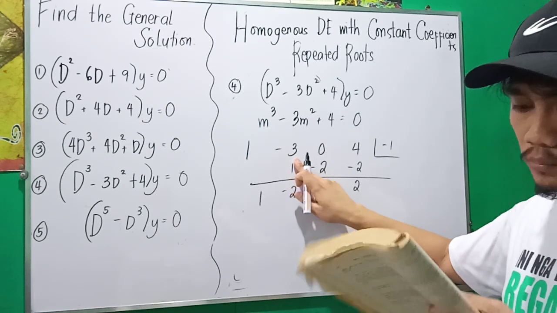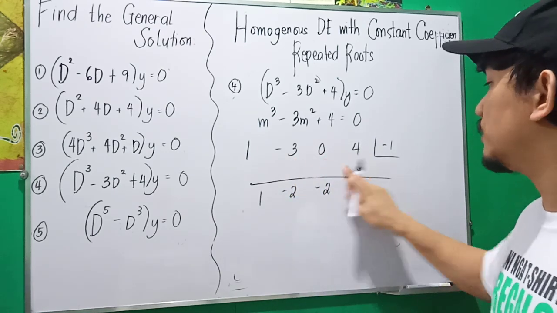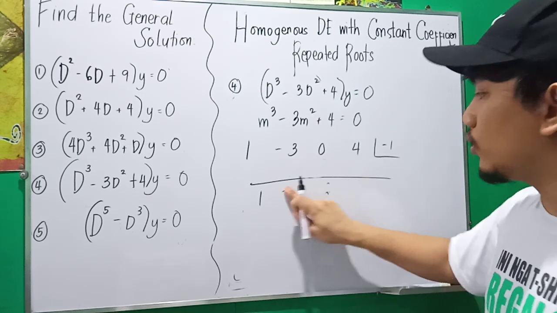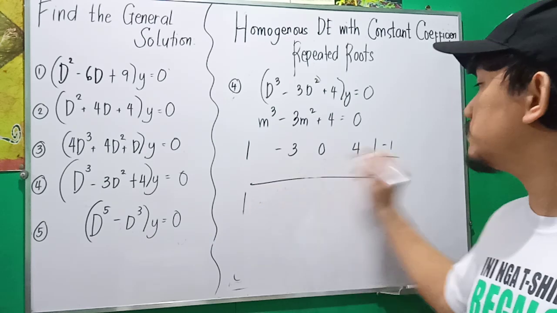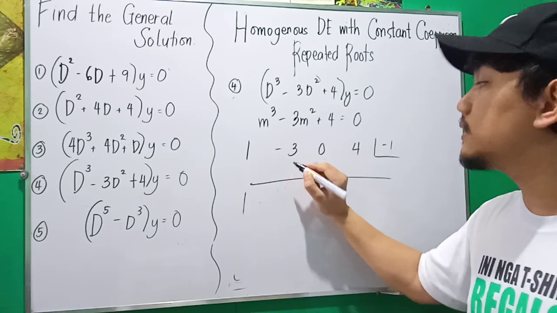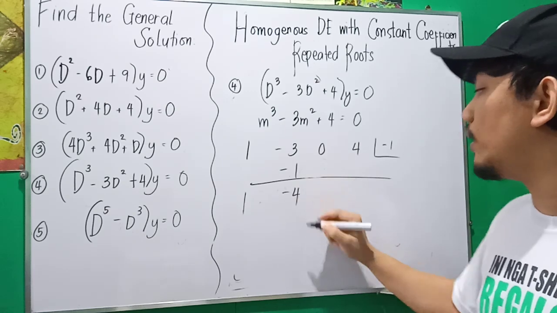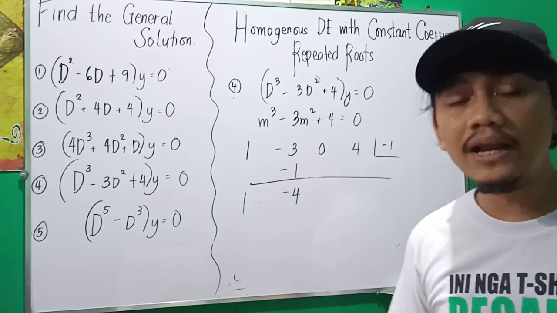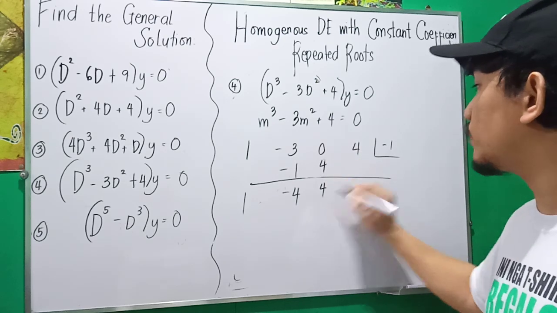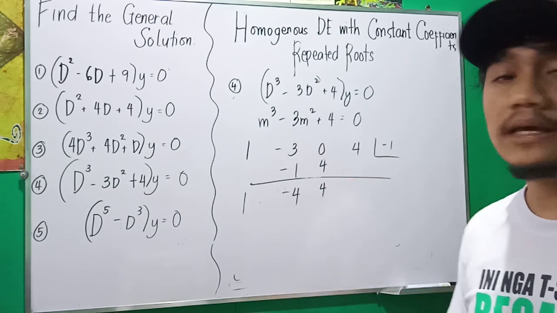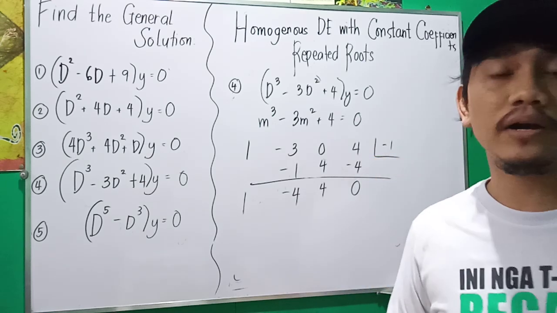Ano kaya mangyari? Double check ko nga. Mukhang napunta tayo sa advance. Wait lang. So, that is 1 times negative 1. That is negative 1. So, this is negative 4. Negative 4 times negative 1. That is positive 4. So, this is 4. 4 times negative 1, negative 4. 0 na siya, mga lodi.